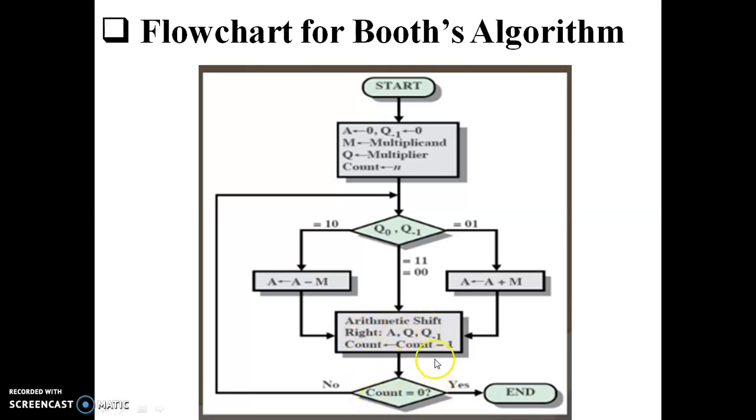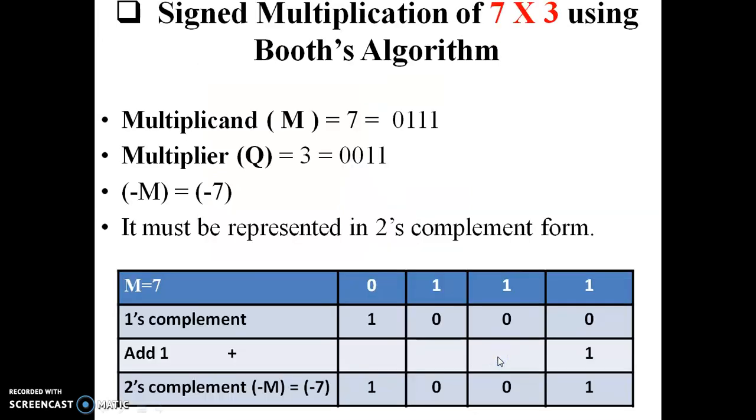Now, till how long do we have to do this? Till the time the count becomes 0. Till then we have to perform these steps, and once the count is 0, we will end this algorithm. Now you will be able to understand this concept more clearly with an example.